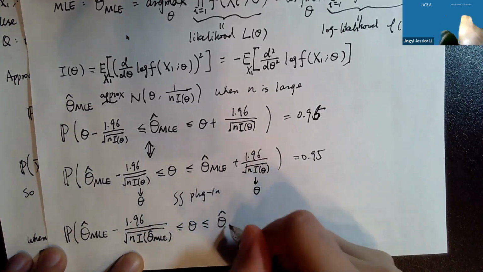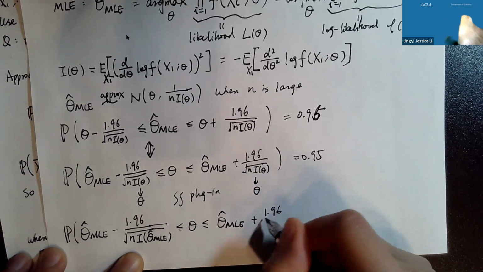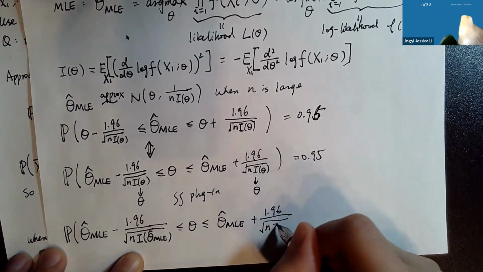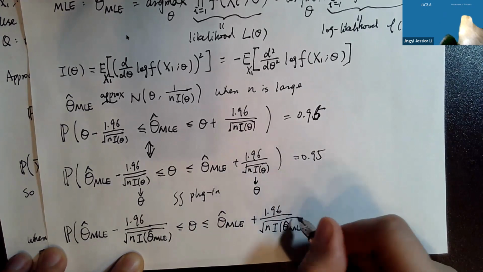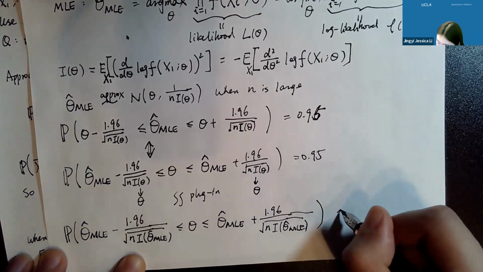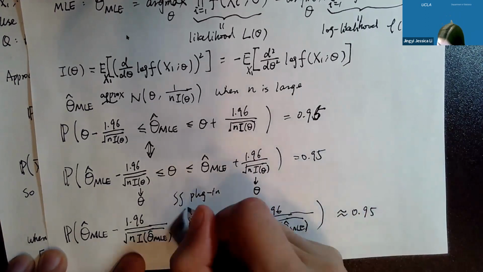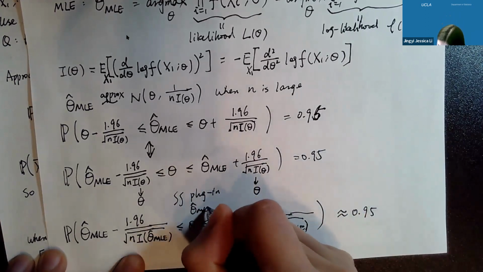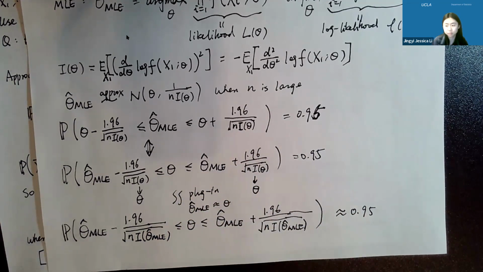My right boundary is changed in the same way. Okay, now because we do the plug-in, we can say this is approximately 0.95. This is by assuming that theta hat MLE is already close to theta. So we do the replacement.